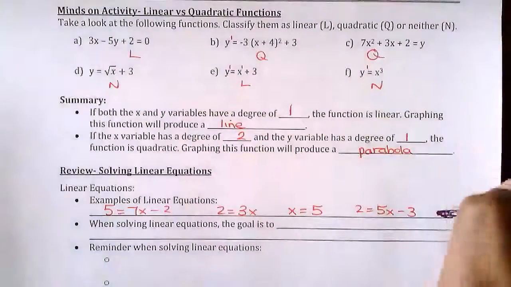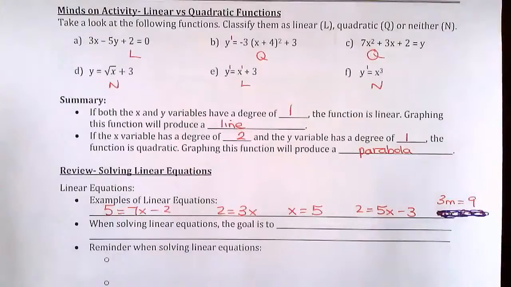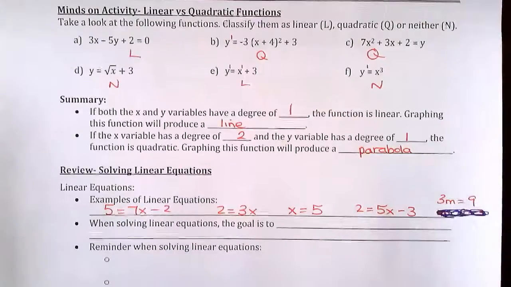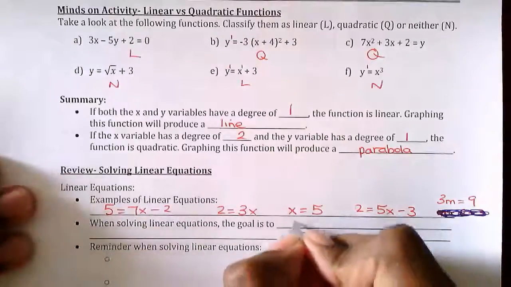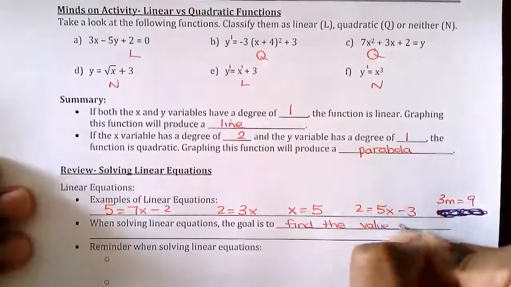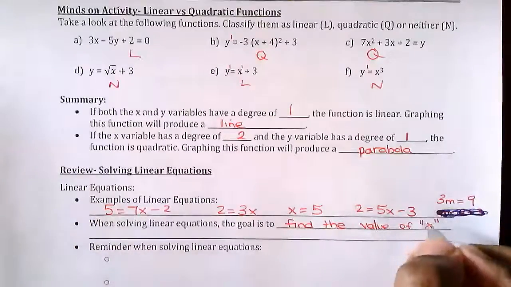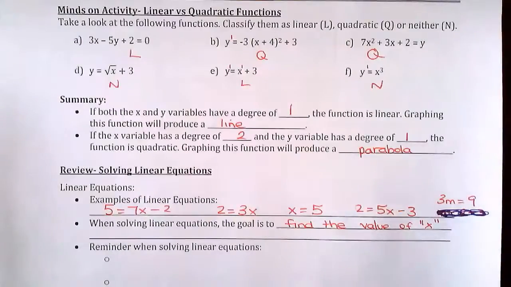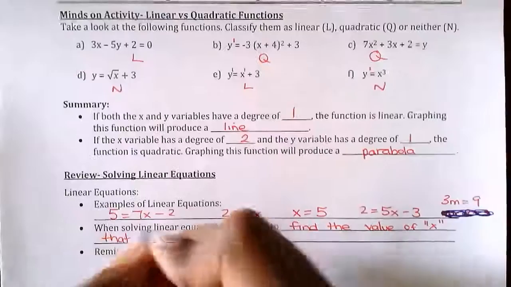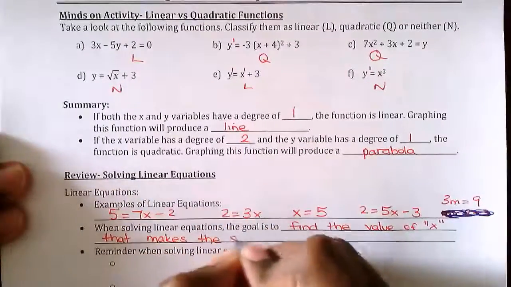I can also have something like 3m is equal to 9. That is still a linear equation because there's only one variable, and that variable has a degree of 1. So when solving linear equations, the goal is to find the value of "x". I'm putting x in quotations because you can really have any variable, so it can be m or z. So the value of the variable that makes the statement true.